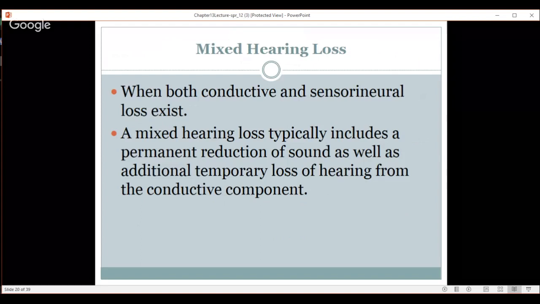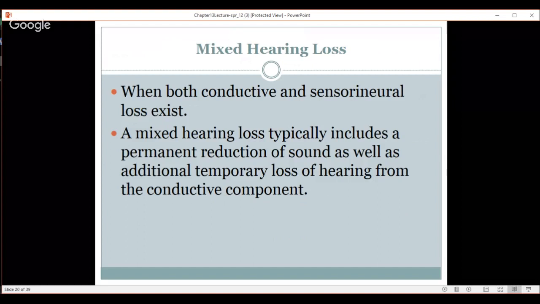Then looking at mixed hearing loss. When a person experiences both conductive and sensory neural loss, it's referred to as a mixed loss. For example, a child with a congenital sensorineural hearing loss may also acquire a conductive hearing loss from a bout of otitis media, or because of wax buildup in the ear.